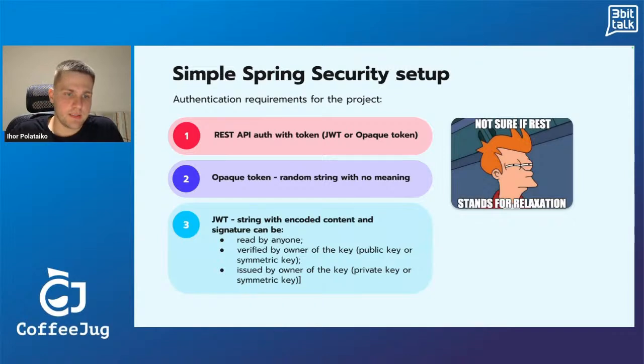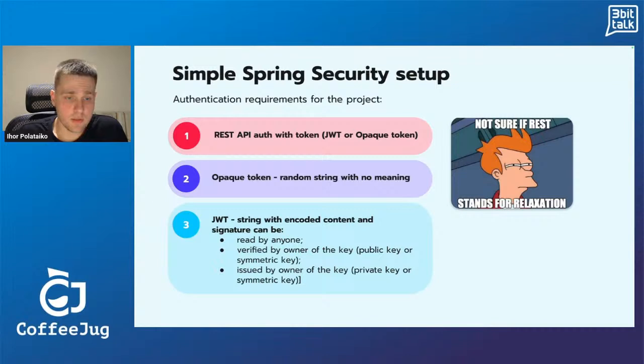And also there is a JWT token. It's also a string, but the string contains encoded content, so it can be used to transfer information, and it has a signature. And the signature makes it impossible to change without knowing the key.